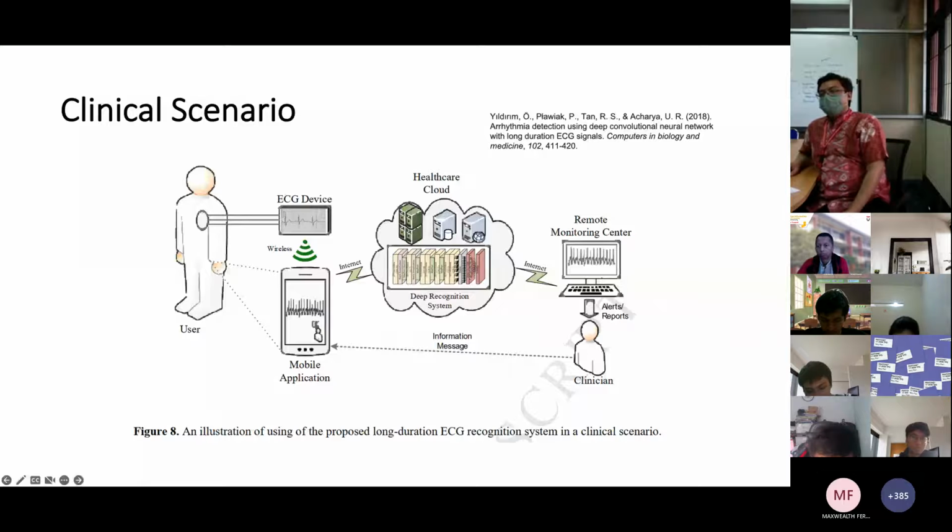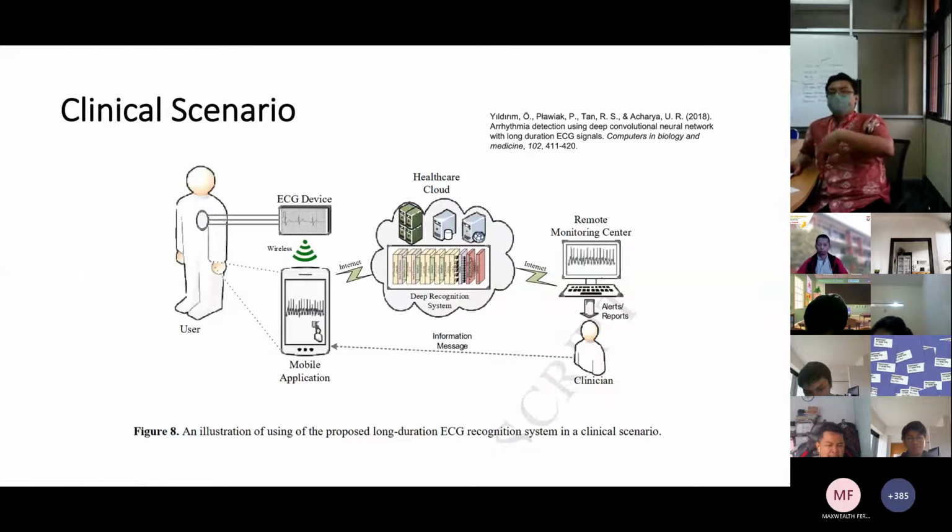In the hospital they provide a remote monitoring center, so they need to investigate if there are anomalies or abnormal heartbeats in your body at home. After that, the physicians or the clinicians can learn about your signal, and if there is any abnormality in your signal, then the doctor will send you a message on your mobile application. Something like this.